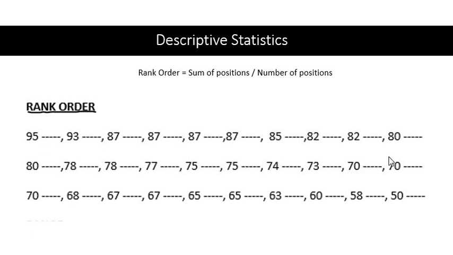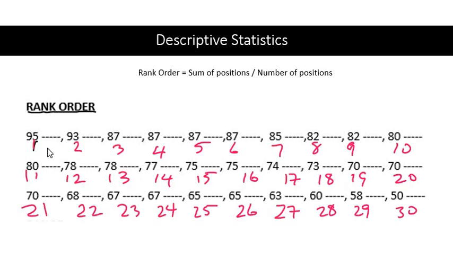So basically, let's say we'd have completed the previous step. This is what we have. Alright? And completing the positions, we have 1 to 30. Alright, so now it's time for us to determine the rank order of the scores. Now, the rank order of scores will be equal to the sum of positions divided by the number of positions. And that's when we have a score repeated. But in this case, 95 is not repeated, so its rank order will be what? 1. That's correct.